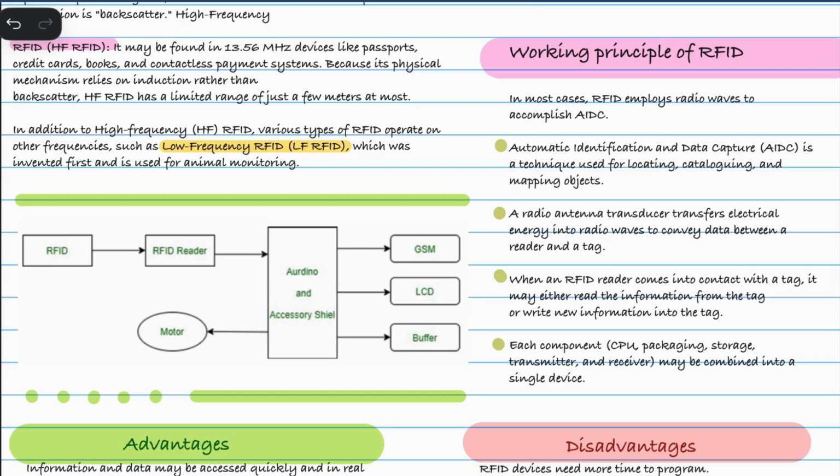The tag's internal microchip broadcasts its stored data back through its antenna, which the reader intercepts and decodes. Or what it can do is write mode. The reader can actually broadcast a heavy data signal to change the information inside the tag's memory, like changing an item status from in warehouse to shipped.